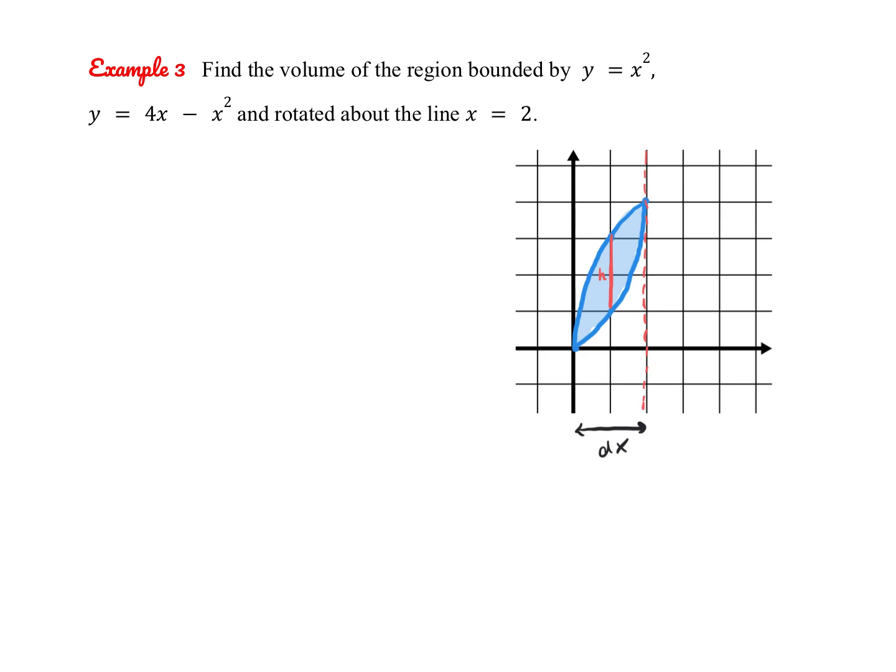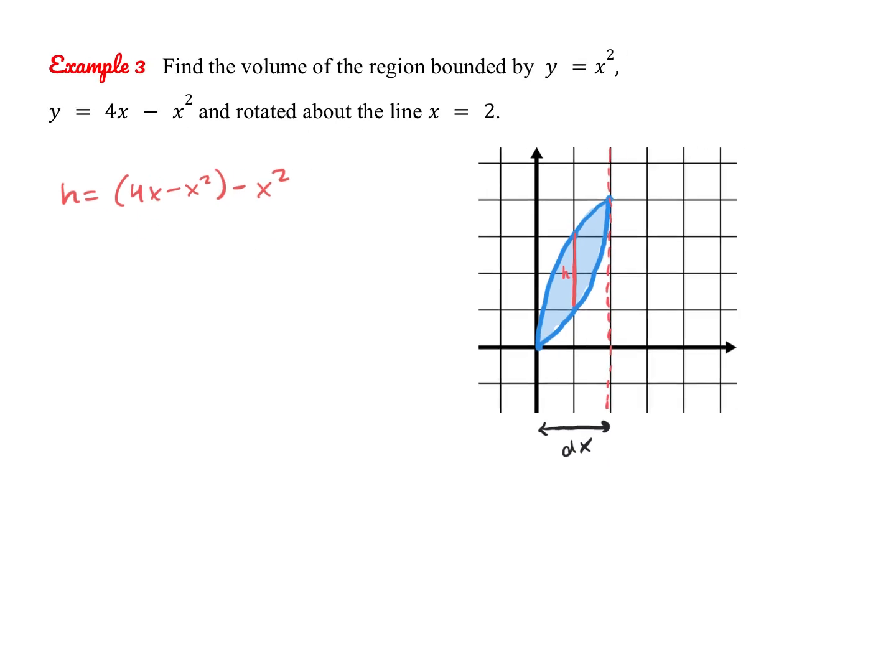Now let's see if we can define the height while we're at it. So I can see that the height is always going to be my second quadratic minus the first over that interval. So 4x minus x squared minus x squared. It's always top minus bottom, so the height is always positive.